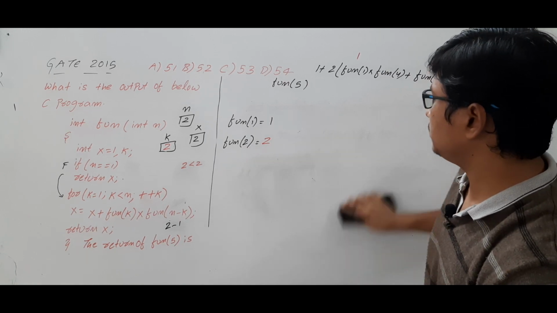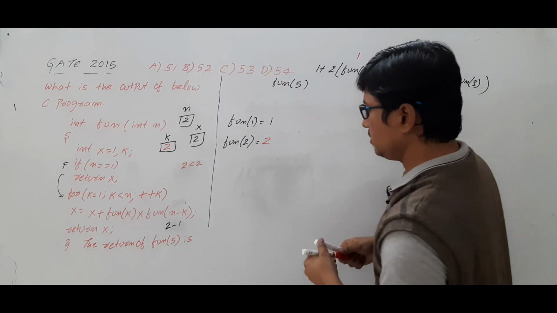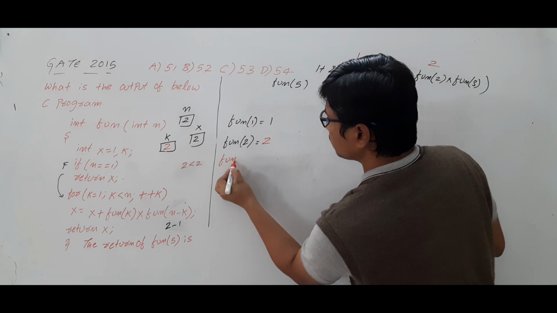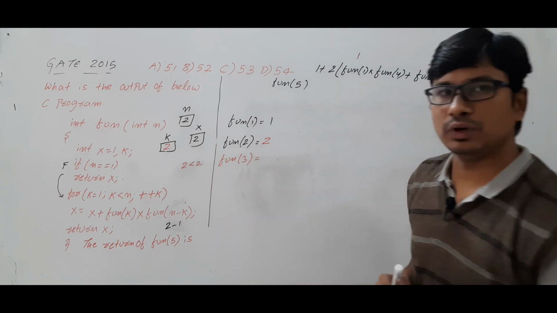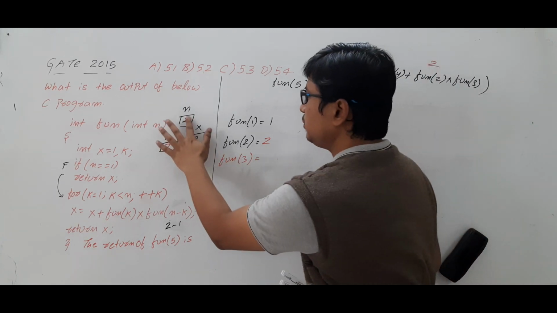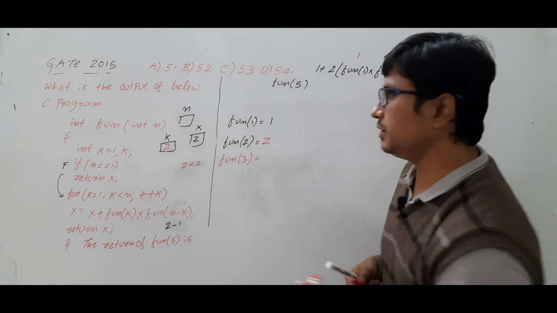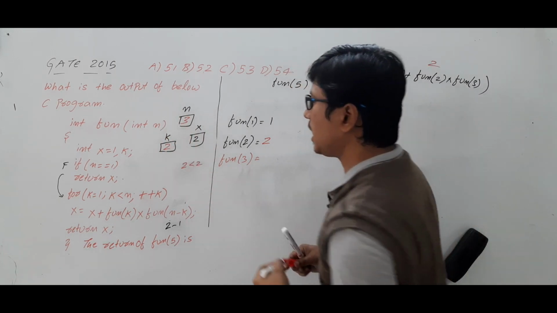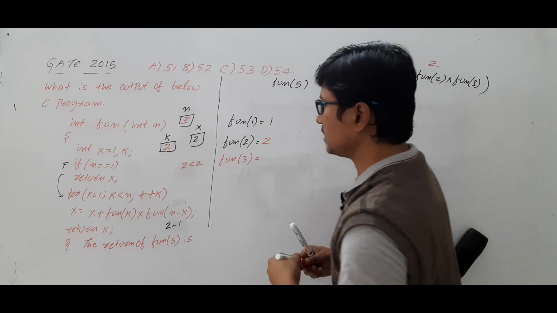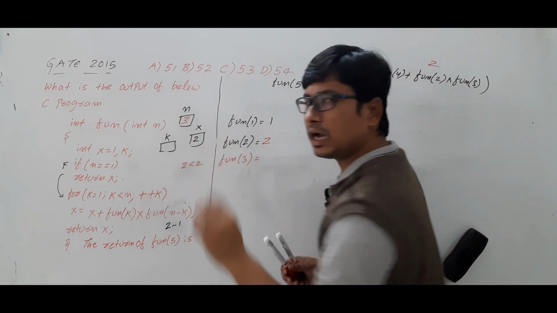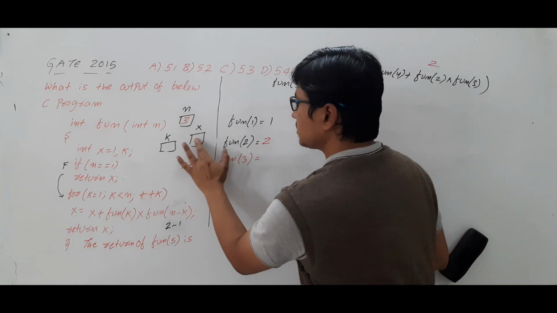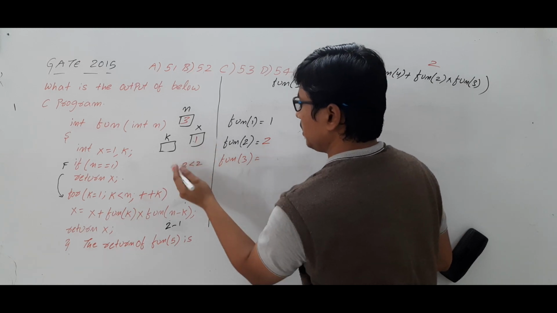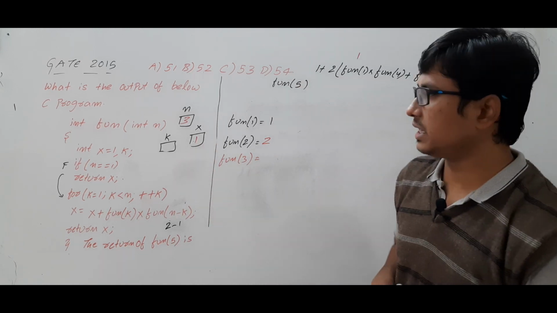What will be the value if you are giving the value 3 to this function? Fun3 is equal to what? If fun3 we are calling, n value will be equal to 3. And k value consists of no value, so a garbage value will be there. x is equal to 1. Okay, is it clear? Now look at the condition.